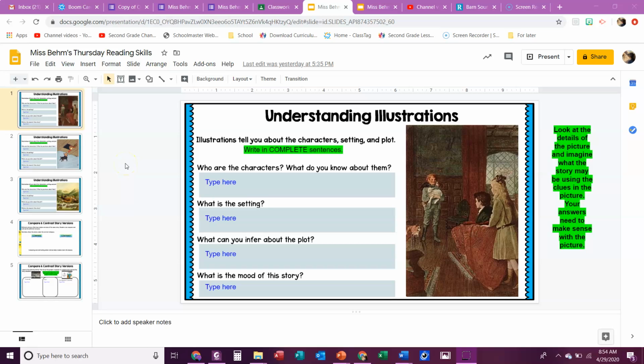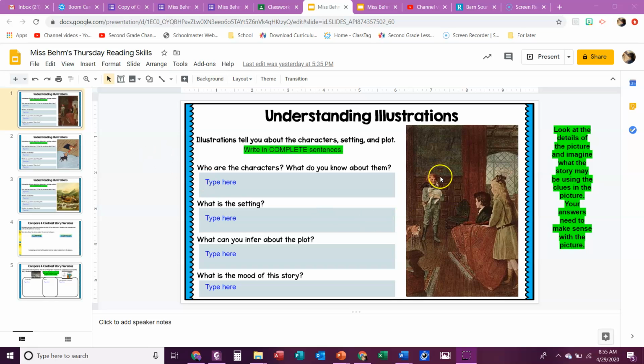The first one I'm going to go over is your reading skills. This is a Google slide that you can find on your assignment below. This is talking about understanding illustrations, so understanding pictures. Whenever you are reading and there's a picture, usually the picture should go along with the story that you are reading. So it can help give you clues. What you're supposed to do is look at the details of the picture and imagine what the story may be using the clues in the picture. Your answers need to make sense with the picture, okay?